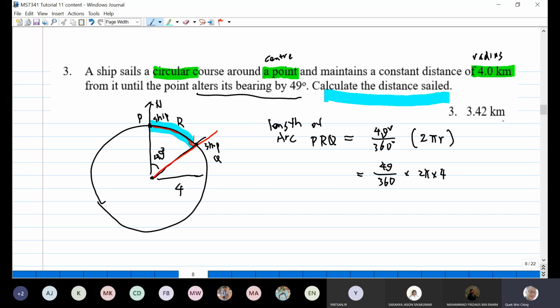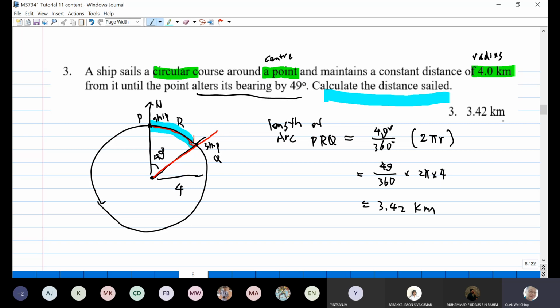So let's see what the answer is now. This is 49 divided by 360 times 2 times pi times 4. Then you convert to decimal, which is 3.42 kilometer. Right? This is how you answer the question.